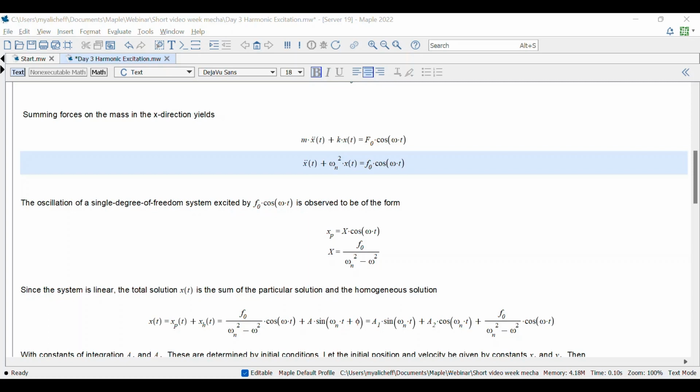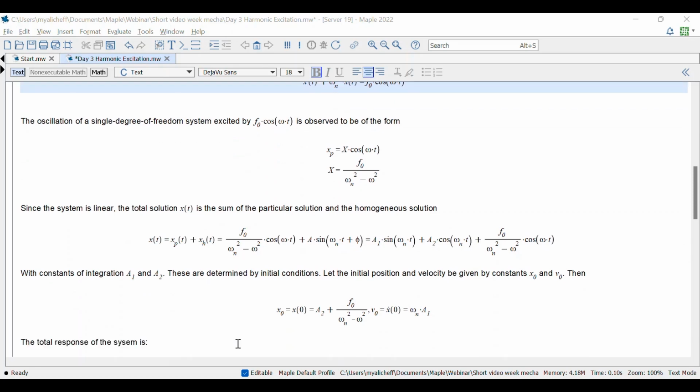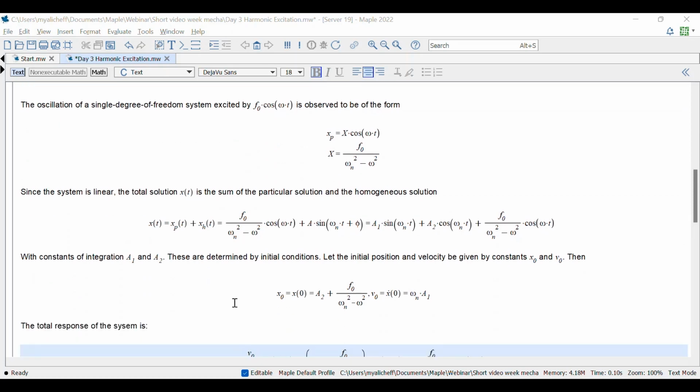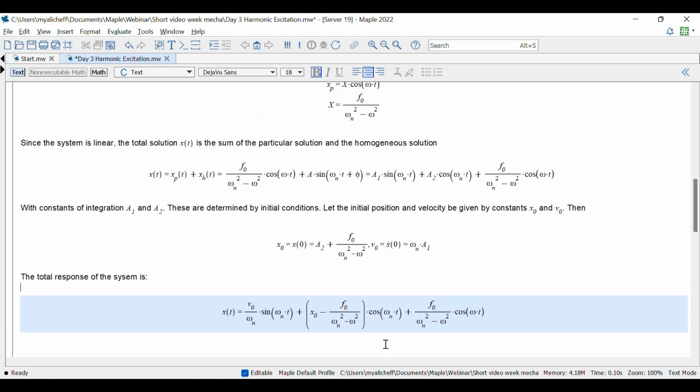Then we do substitution and factorization to get the total solution. That's the form of the solution as long as the driving and natural frequencies are not equal. Here we have two constants of integration, A1 and A2, and these are defined by the initial conditions, x of 0 and v0. So the final form of the solution will be x of t here.